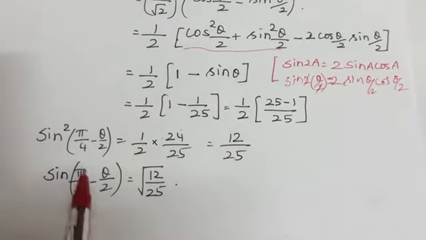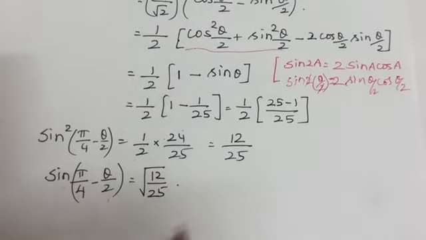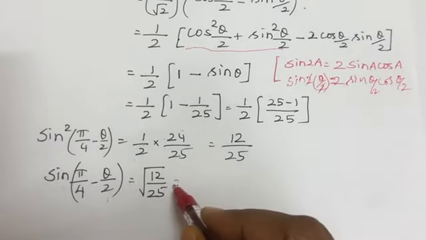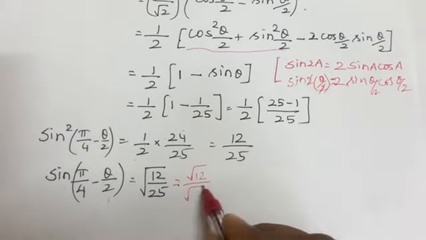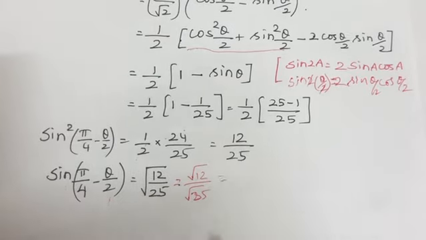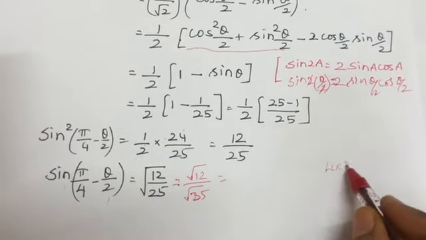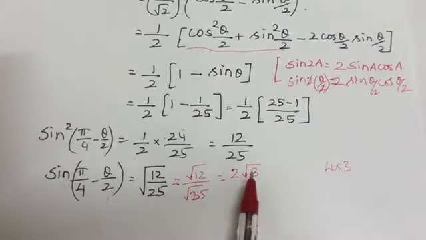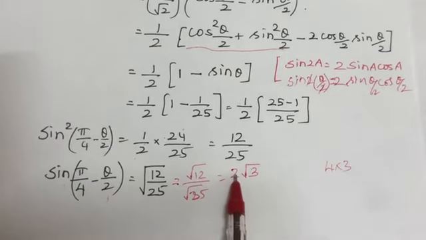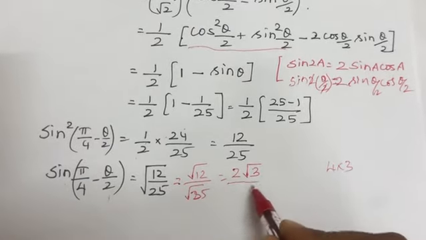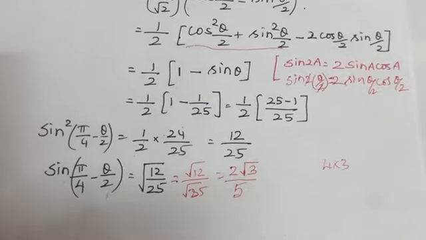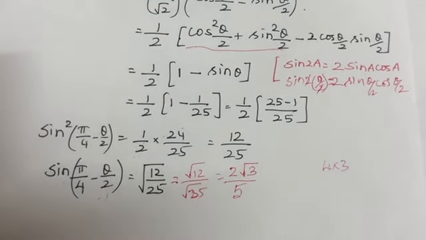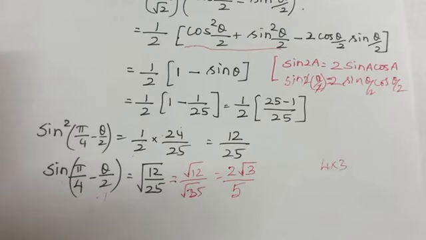But we need sin of pi by 4 minus theta by 2. So, we have to take the square root. Square root of 12 by 25, that is square root of 12 by square root of 25. Square root of 12, I can write 12 as 4 into 3. 4 I can take outside from the root, and it will become 2. So, 2 root 3 divided by 5, and this is the value of sin of pi by 4 minus theta by 2. Second part is left to you, the same method. So, you do it as your work.